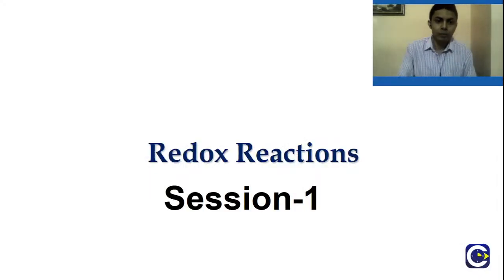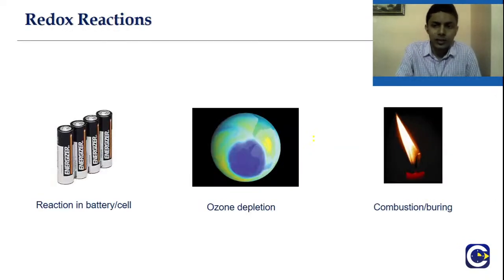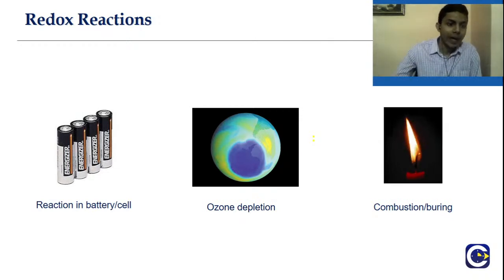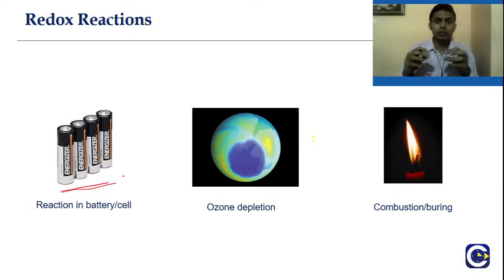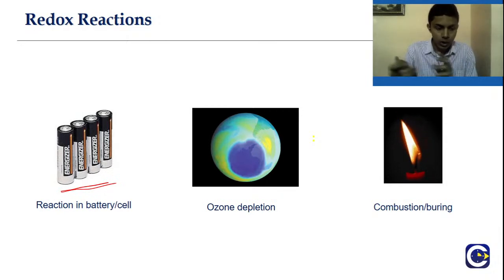Good evening, students. Today we will be beginning our first session on redox reaction. In class 10th you might have already learned about redox reaction, isn't it? Redox reactions are those reactions which are simultaneously getting oxidized as well as reduced. Correct? Battery cell is one such example. In batteries, there is simultaneous oxidation reduction process.